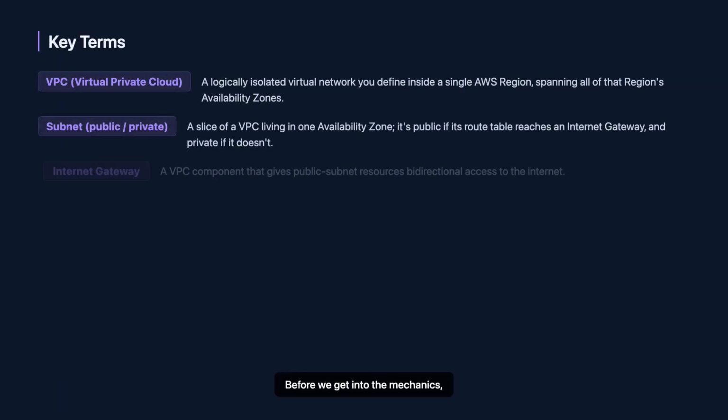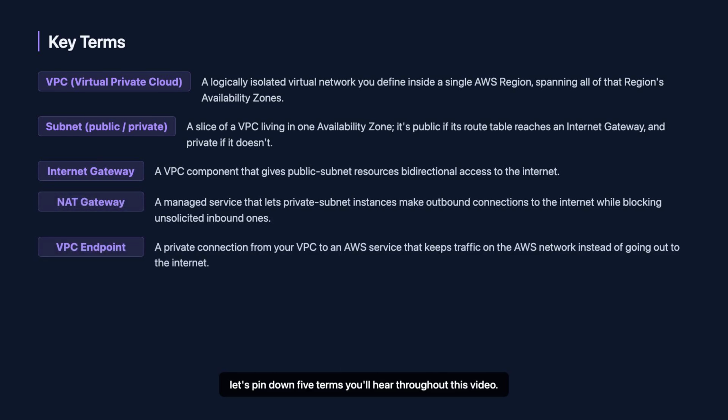Before we get into the mechanics, let's pin down 5 terms you'll hear throughout this video. A VPC, or Virtual Private Cloud, is your own logically isolated network inside one region. A subnet is a slice of that network living in a single availability zone, and it's either public or private. An internet gateway is the component that connects a public subnet to the internet. A NAT gateway lets private instances reach out without being reachable themselves, and a VPC endpoint is a private doorway to Amazon Web Services that skips the public internet entirely. We'll take each of these one at a time.